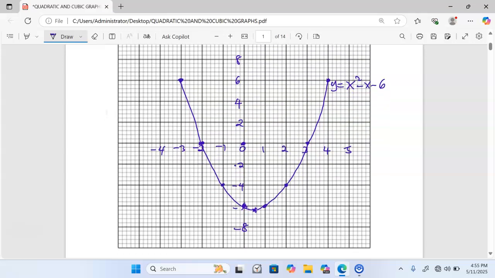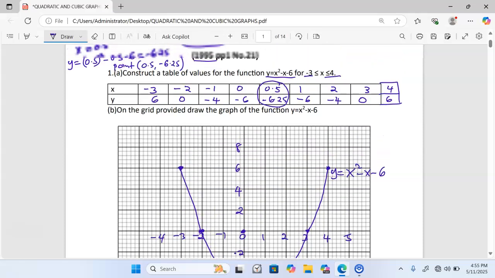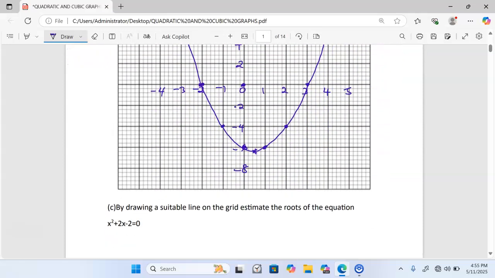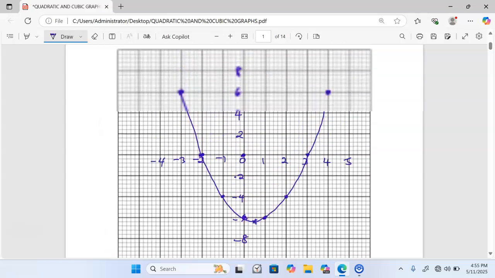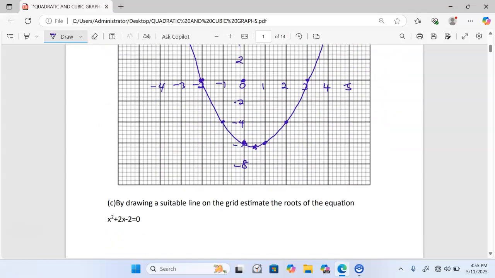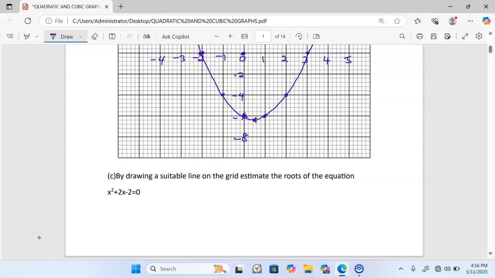And from there now, we can move to the last part of this question, where we are supposed to draw a suitable line on the grid and use it to estimate the roots of the equation. Remember, we usually use the main function, which is y is equal to x² minus x minus 6. We subtract this function here, that is x² plus 2x minus 2 is equal to 0.